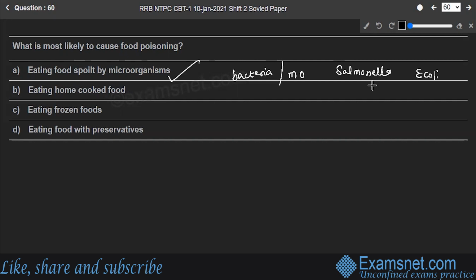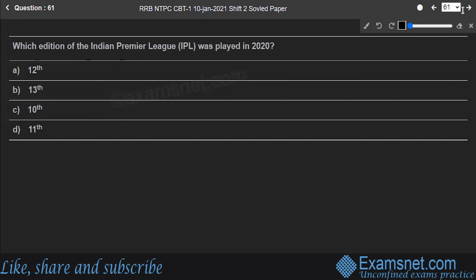Symptoms include nausea, bloody stool, fever, fatigue, abdominal pain. Chemical food preservatives are substances that help either delay the growth of the microorganisms or destroy them, thus preventing quality deterioration during manufacture and distribution. So option A is the correct answer to this question. Hope you understood this. Next is question number 61. Which edition of Indian Premier League IPL was played in 2020?